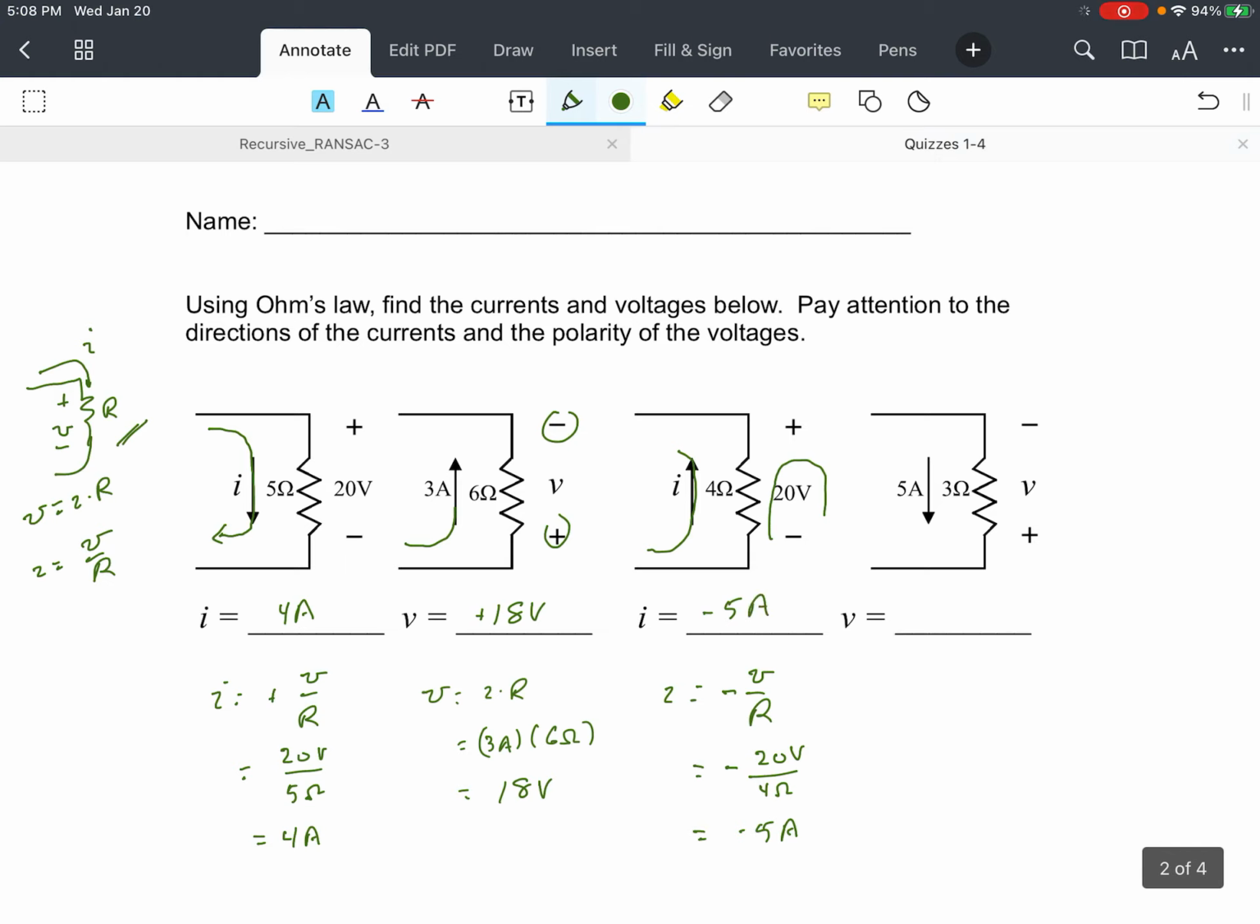Okay, and here we've got current flowing again from the negative to the positive. So this is non-passive sign convention. So V is going to be equal to minus IR. And so we have a minus 5 amps through 3 ohms. So this will be a minus 15 volts.